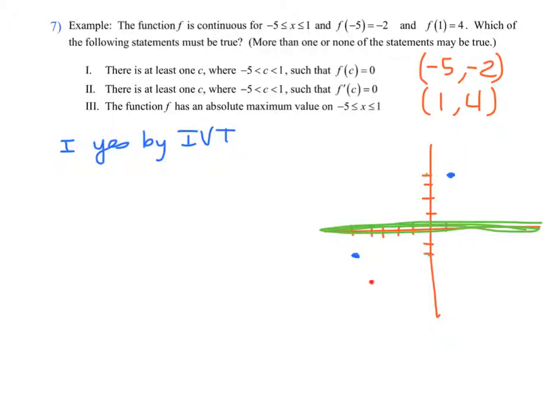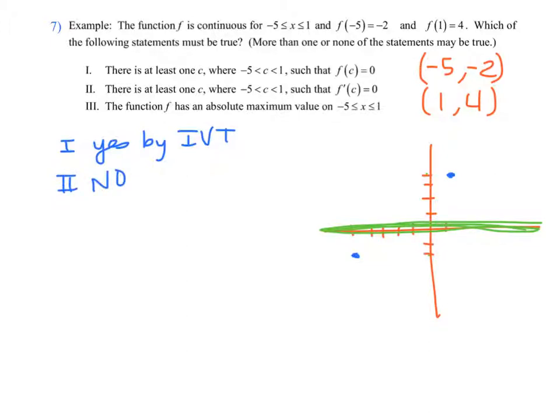Remember, I could draw this any which way. So yes, I could draw it so that it came down like this and there was a horizontal tangent. Okay, I could draw it so it came up like this and there was a relative maximum. But I could also draw a straight line. And if I drew a straight line here, then there would absolutely be no horizontal tangent. So I would say that definitely number 2 is a no.